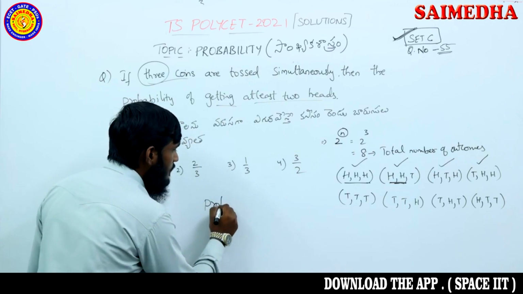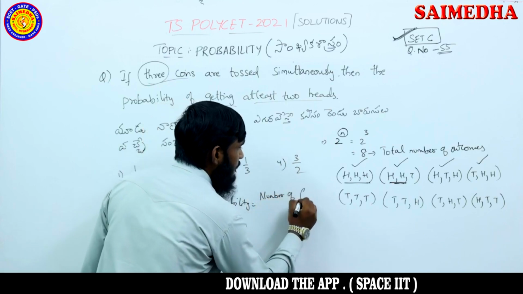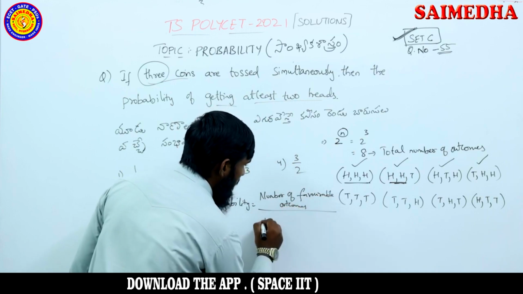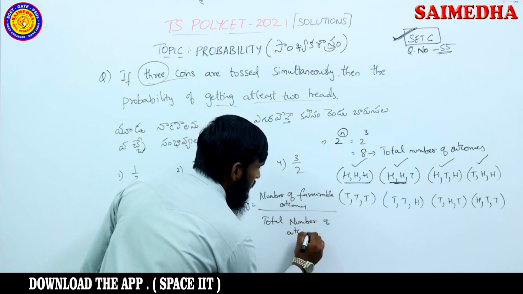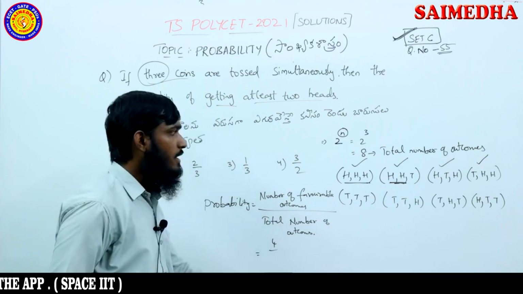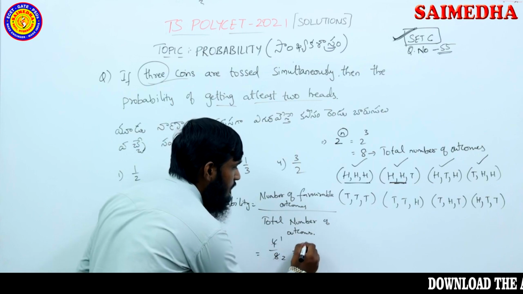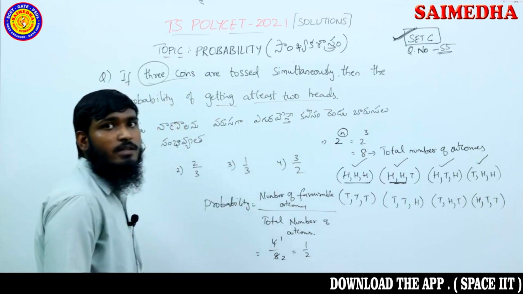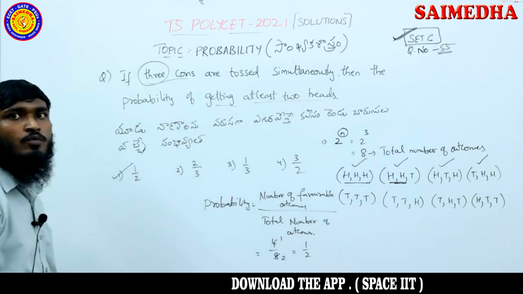Now let us write the formula for probability. Probability is equal to the number of favorable outcomes divided by the total number of outcomes. So let us substitute over here. The number of favorable outcomes is equal to 4, divided by the total number of outcomes, which is equal to 8. When we cancel, 4 ones are 4, 4 twos are 8, we get the answer as 1 by 2. So let us see the options over here: 1 by 2, 2 by 3, 1 by 3 or else 3 by 2. So let us go with option number 1, the probability of getting at least 2 heads is equal to 1 by 2.